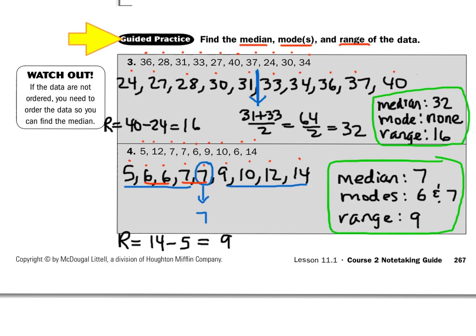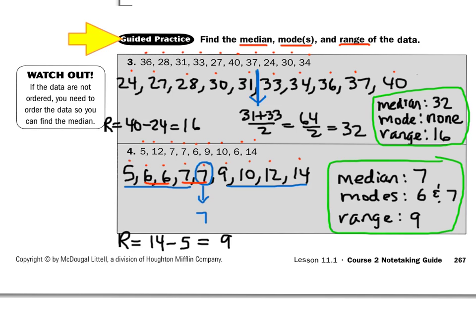So I want you to count over 1, 2, 3, 4, 5, and put this blue line, okay? And then put an arrow going down. Because here's the deal, the median is in the middle. It splits the data in half. So there are 5 numbers to the left and 5 numbers to the right. But we have to find the middle of these 2 numbers.